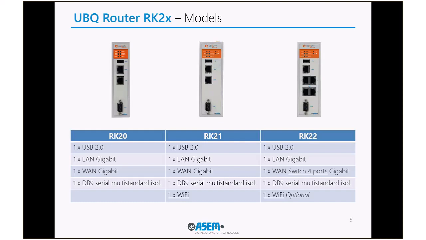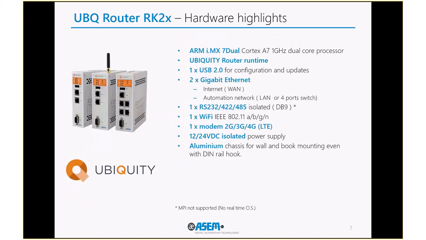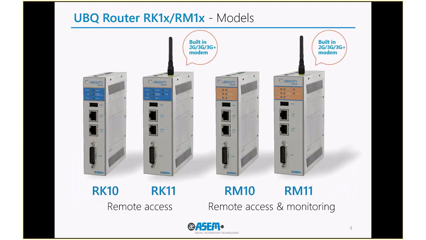So RK and RM, remote access, remote monitoring. We use basically the same hardware that we use in our HMI 25, HMI 30. In the end, these devices are similar to the HMI, but there's no display. On RK and RM we are running Windows CE, and you can use the RK only for remote access. If you want to do alarming, SMS, email, you will have to use the RM system. So on RK, we only have the Ubiquity runtime on Windows CE, and on RM, we also have installed the Premium HMI software that is needed to do the alarming, the SMS, and the email.